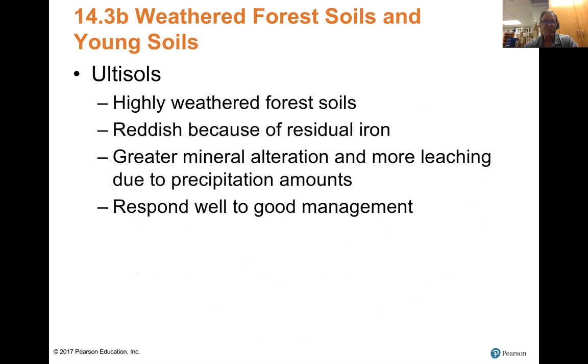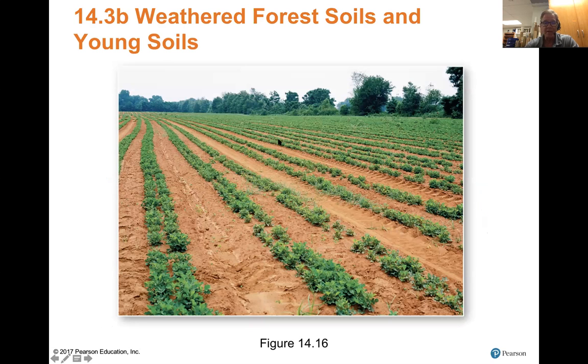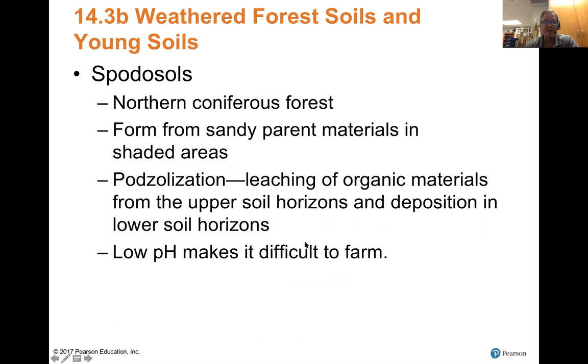Eudisols are heavily weathered forest soils. They have residual iron, so they're red. More leaching because of increased precipitation, but they're important because they respond well to good management. So, you know, here, if you're being careful with it, they're very good for growing, for agriculture. Again, if you manage it well. Here's an example. So notice the reddish soil there. But again, pretty good for growing short-rooted crops.